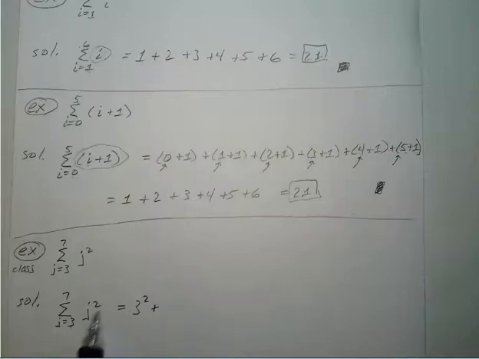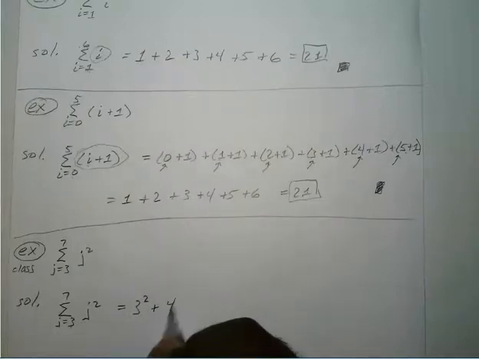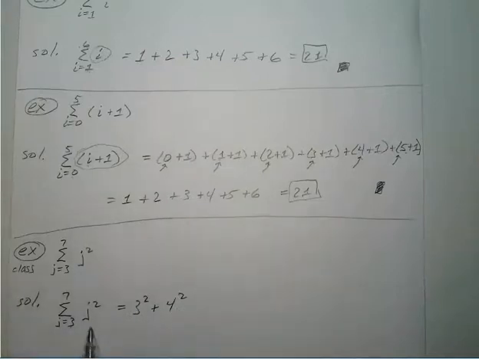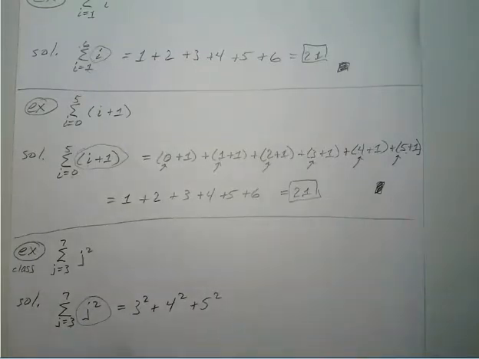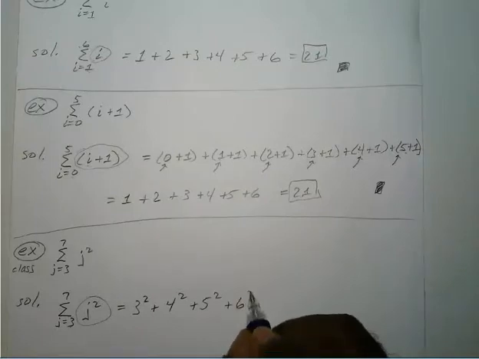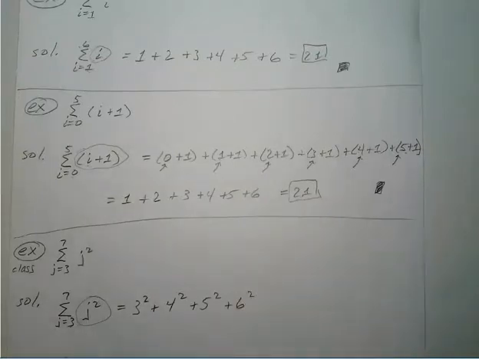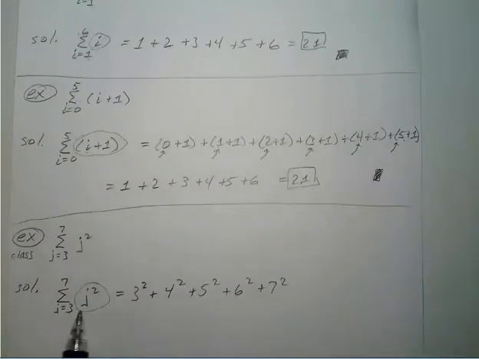So we have 3 squared plus, we're going to move up 1, 4 squared. And we're going to move up 1 more. Remember, we're just working with that j squared. So we're going to have plus 5 squared. Then moving up 1 more, plus 6 squared. Then moving up 1 more, we have plus 7 squared. Okay, so remember, we started at 3, and we just replaced the j with each number going up, and we stop at our upper bound. So we have 3 squared plus 4 squared plus 5 squared plus 6 squared plus 7 squared.